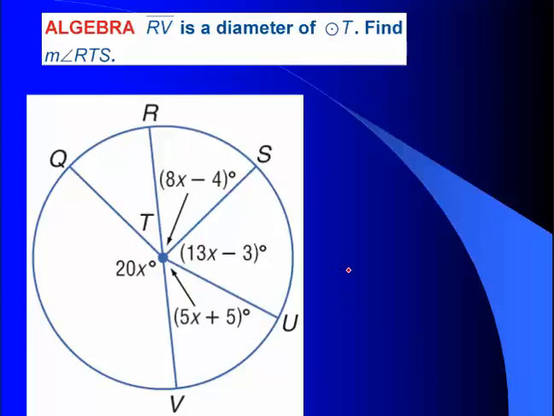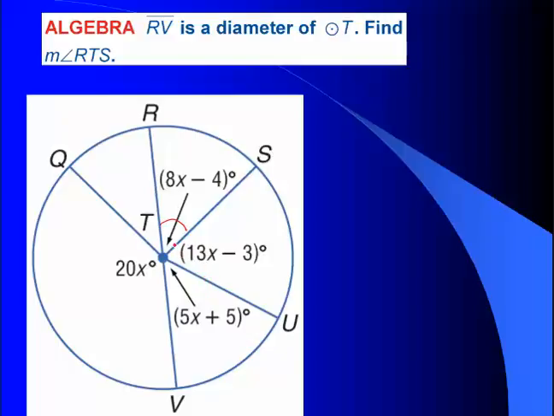So here's a problem you might see. We know that RV is the diameter. Again, it's a chord that starts and ends on the circle, and it goes through the center, so that makes it a diameter. They're asking us to find the measure of angle RTS. So it's this angle right here. Start at R, go to T, go to S, and that angle is the one we're looking for. So somehow we're going to have to solve for X and plug it back in.